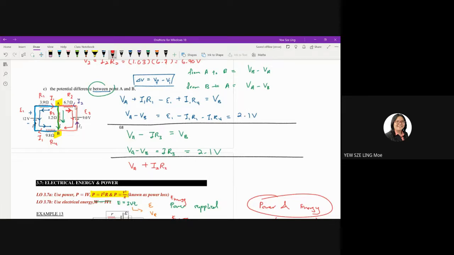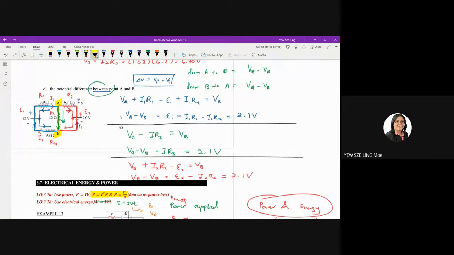As the path keeps moving, when it passes through EMF2, it's moving from higher potential towards lower potential. So minus EMF2. And as the path keeps traveling and reaches point B, it has come to an end, VB. If I rearrange the equation, VA minus VB is equal to EMF2 minus I2 R2, which equals 2.1 volt as well.